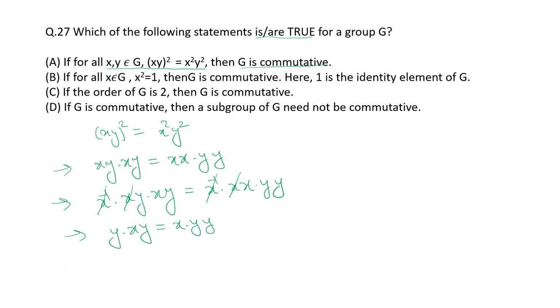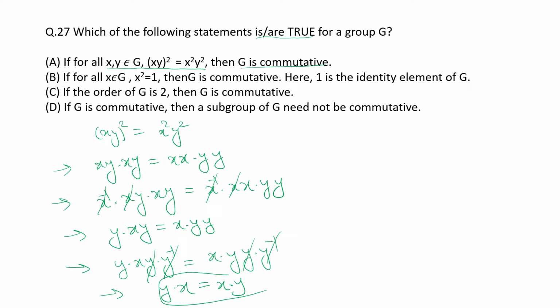Now let us repeat the same thing with the inverse of y. We'll multiply that on both sides. y dot xy y inverse. Now at the right hand side, y and y inverse. So now we can cancel out these two from both the sides. The result we get is y dot x equal to x dot y. Hence this group G is commutative, that we have proven. So option A is true.